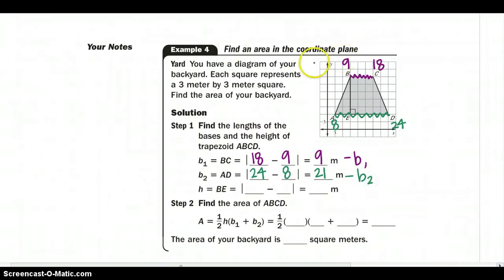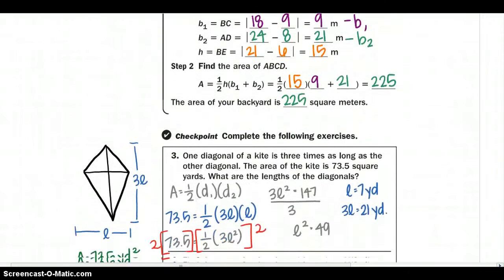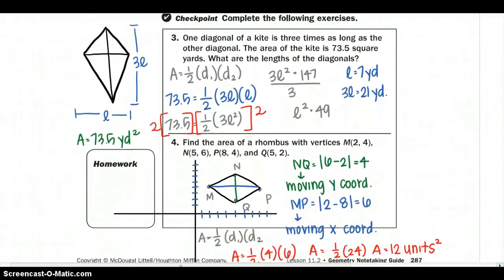And then I have to find my height. And now I'm moving vertically, so my y's are changing. So I will be at 21 minus 6 gives me 15, and then I'm just going to plug it back into my equation. 1/2 of my height and my 2 bases added together, and I would come up with 225 square meters.